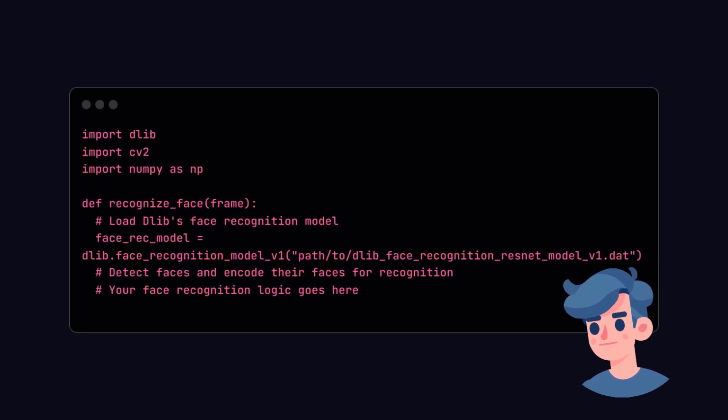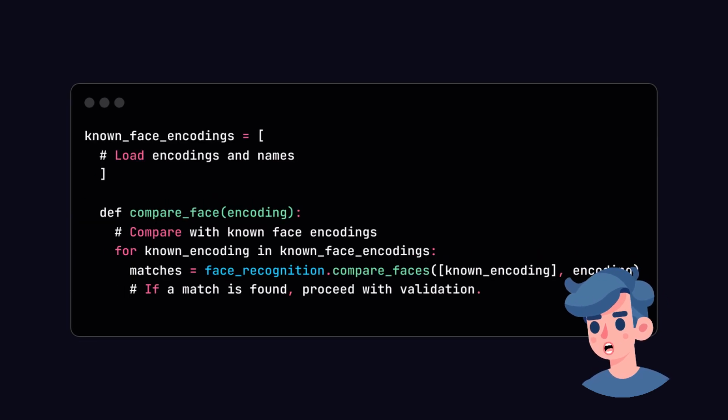Now let's implement the function that is responsible for recognizing faces. For this step, we will integrate with the DLib library, which requires a different setup step. Make sure to include the DLib library in your project. For our face recognition logic, we will need to extract facial encodings from each detected face and compare these encodings to a database of known individuals.